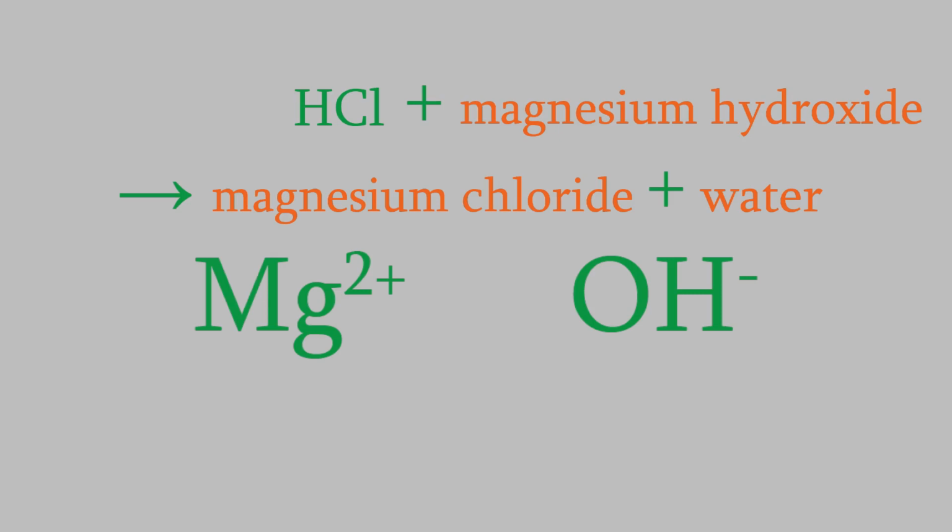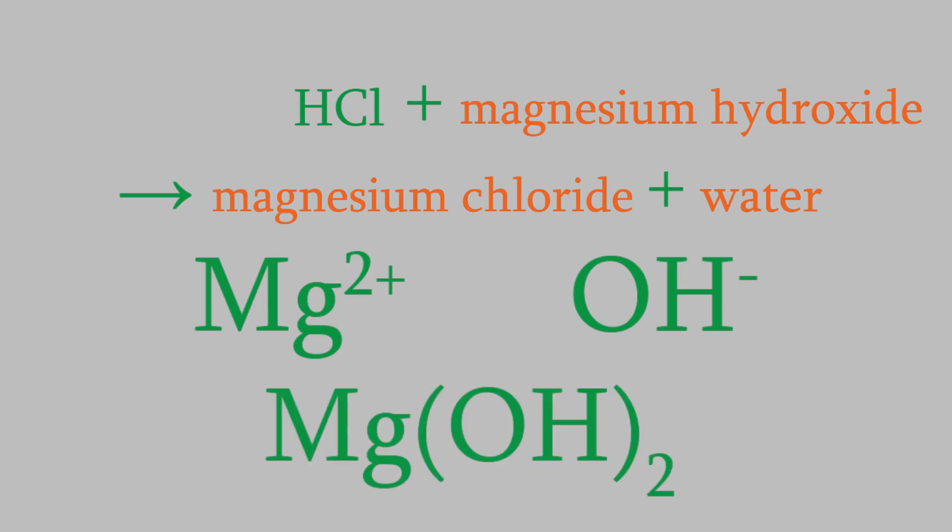So, to write the formula of magnesium hydroxide, we'll make sure that the charges cancel out. That means we need 1 magnesium and 2 hydroxides. So, here's our formula. Don't forget to put the hydroxide in parentheses. If you just put the 2 at the end with no parentheses, it looks like you're only doubling the hydrogen, but you want to double the entire hydroxide ion.